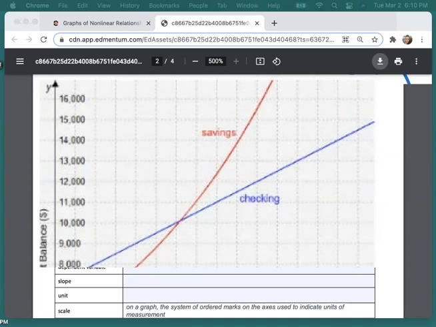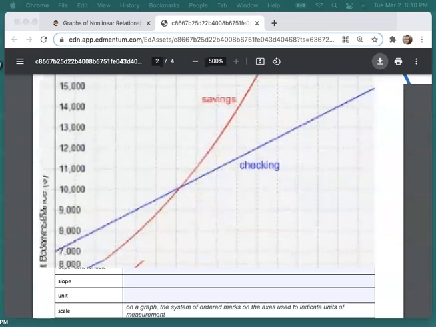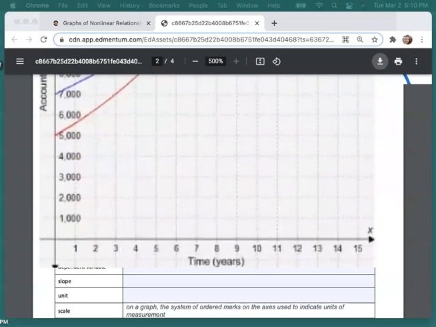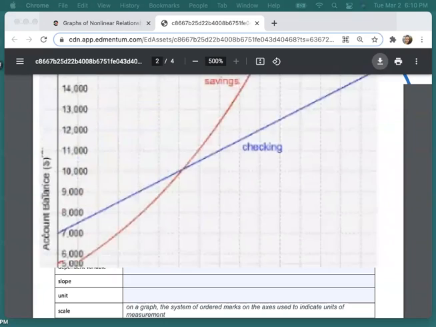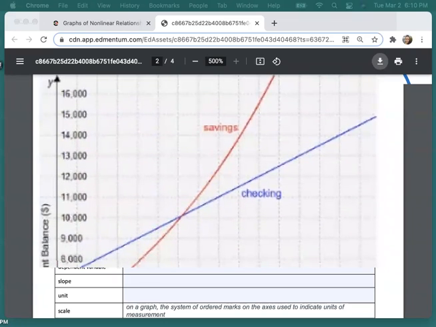And the original amount in the checking account is $7,000. So after, let me see what the time is down here. So each thing is a year. So after 2 years, there's $8,000. And after 4 years, there's $9,000. So this has like a steady increase to it, this checking account.